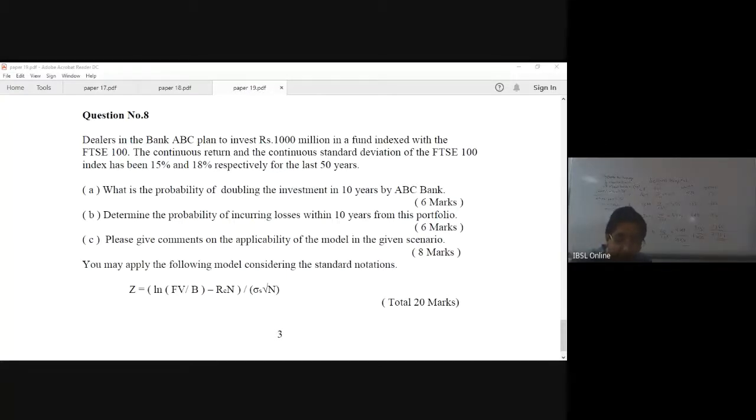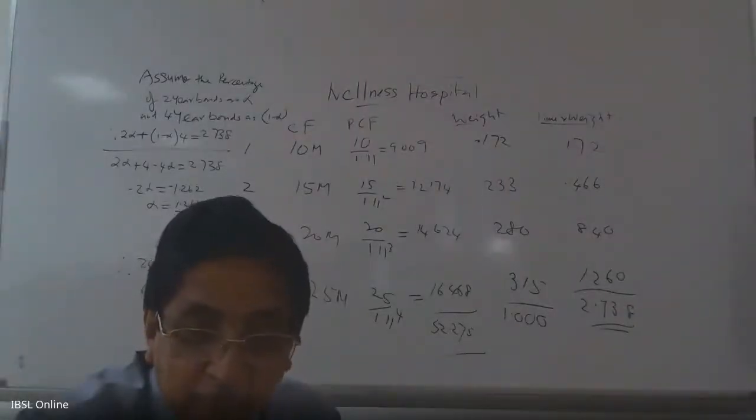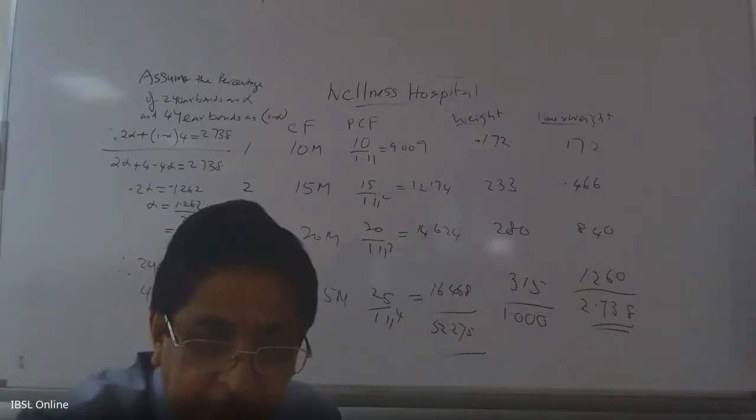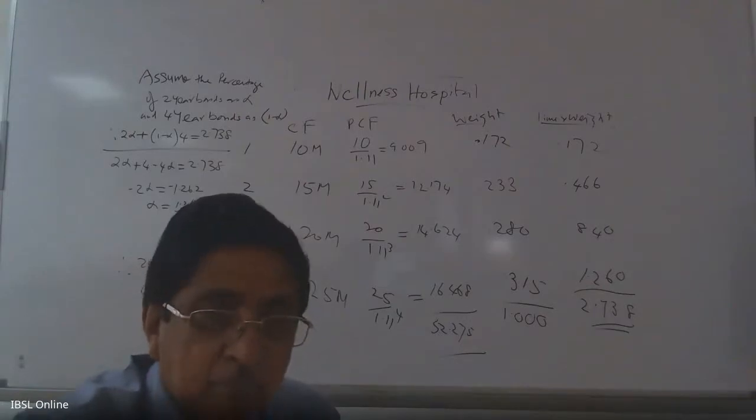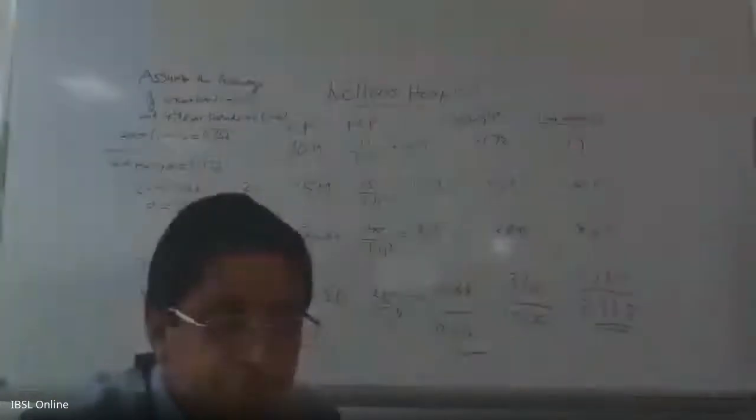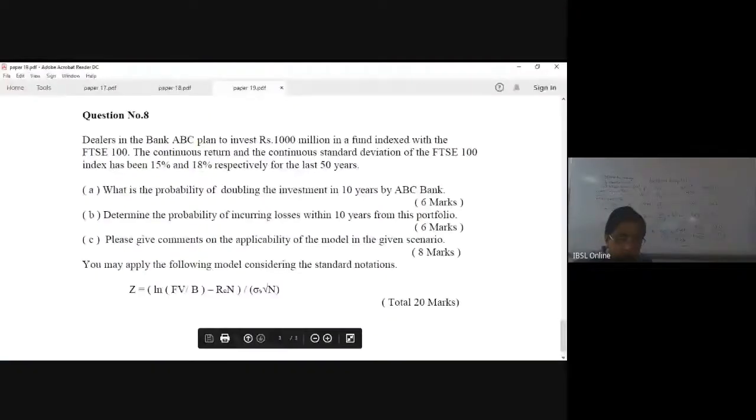Okay, I think that's a very interesting question. And I think the next part has been allocated a high level of marks. Now you can see the calculations carry only a small amount of marks, comparatively low, but here it allocates 8 marks. Please give comments on the applicability of the model in the given scenario. So how are we going to answer this?